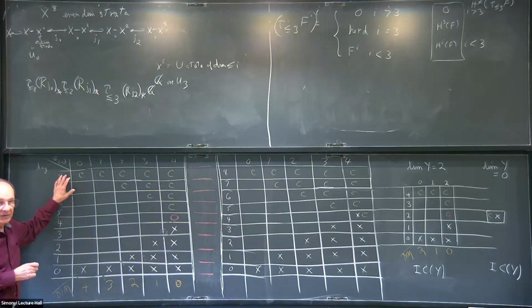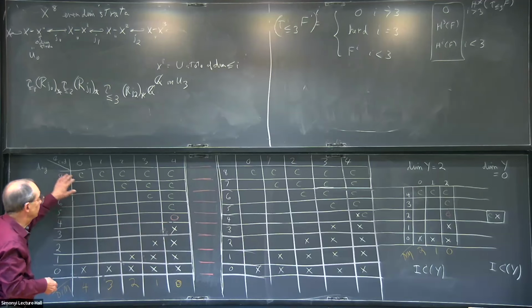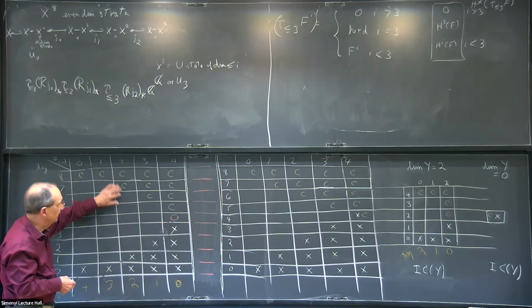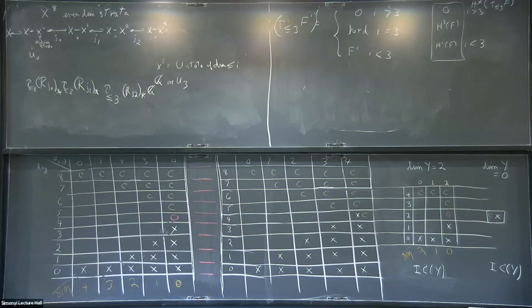For compact support cohomology, remember that for Euclidean space, the cohomology of a disk lives in degree zero, and the compact support cohomology lives in top degree. So once you've done this, and then you calculate the compact support cohomology, you find that the compact support cohomology lives in these degrees automatically. So this is a support diagram for intersection cohomology.